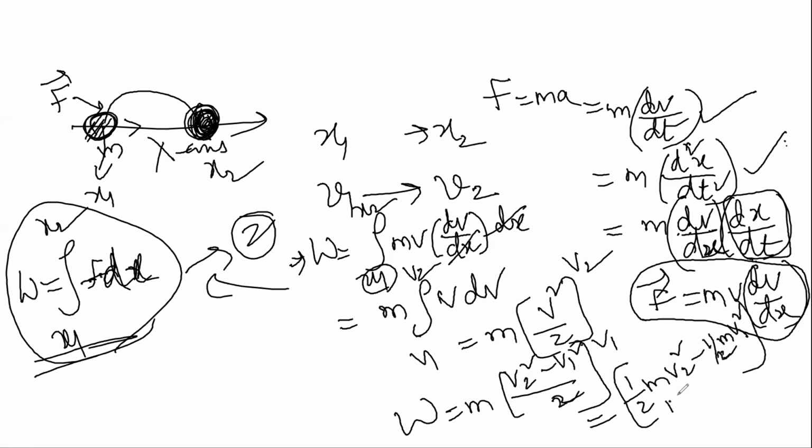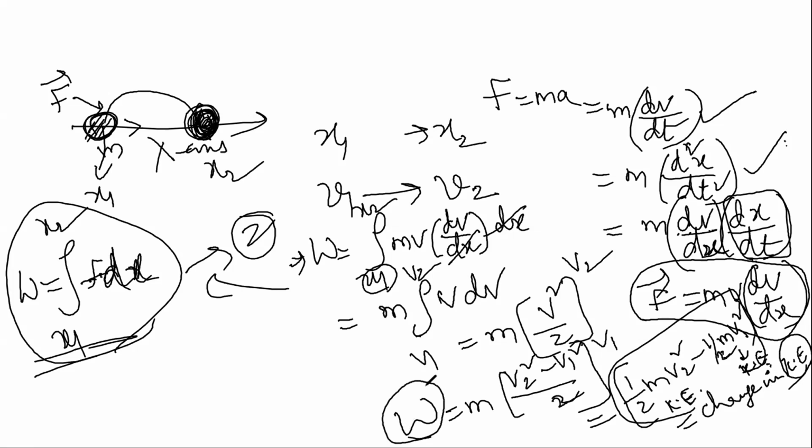This is nothing but kinetic energy after applying force, that is half mv square. And kinetic energy before applying force is the initial kinetic energy. So what would be this? Change in kinetic energy. So the work done by a force F on a particle of mass m is equal to the change in kinetic energy of the particle. Finally, I got that the work done on the particle by a force equals the change in kinetic energy of the particle.